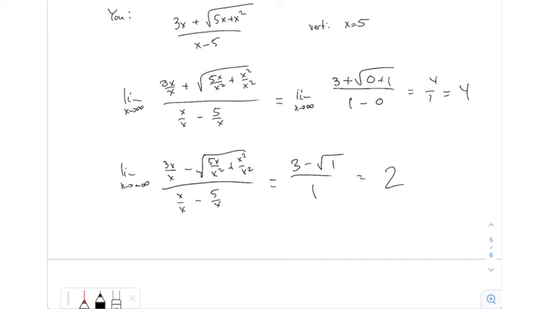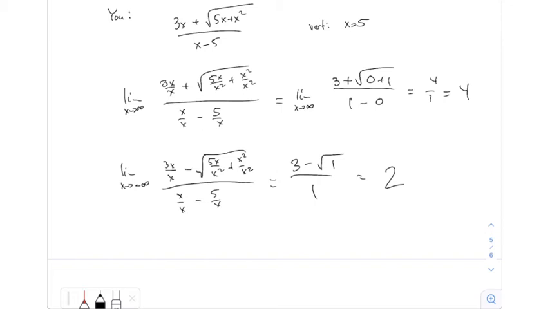All right, so these are our 2 horizontal asymptotes. To the right, it's a 4. To the left, it's a 2. I hope that's what you got. As I was walking around, some people asked me about a cute trick they learned in high school: if the power on the bottom is bigger, then you get 0. If the power on the top is bigger, then there's no limit.